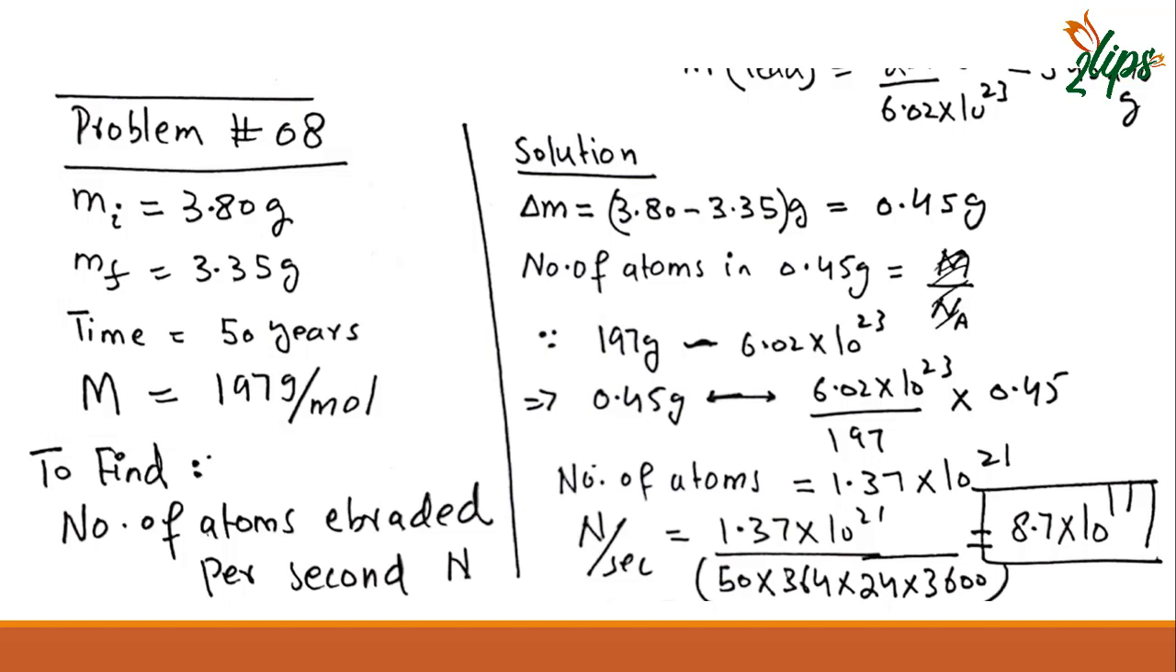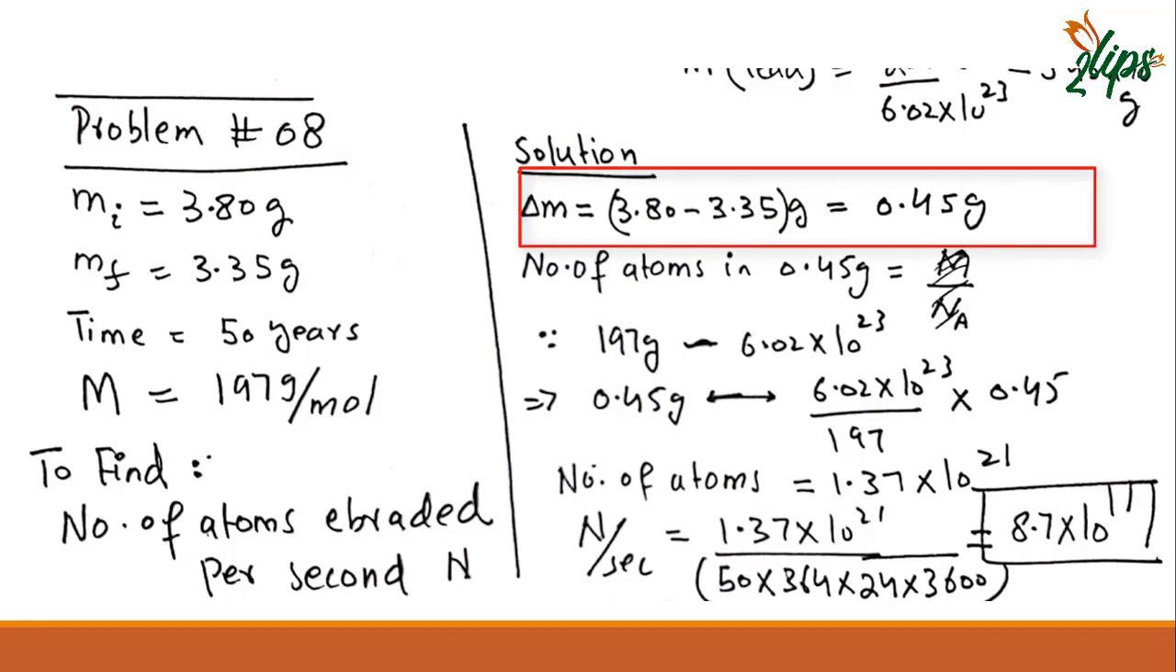So let us first find the quantity of mass that has decreased. Let me call it del m. This will be the initial mass minus the final mass. So it is 3.80 minus 3.35, and this is 0.45 gram. So the total amount of mass that is reduced is 0.45 gram.